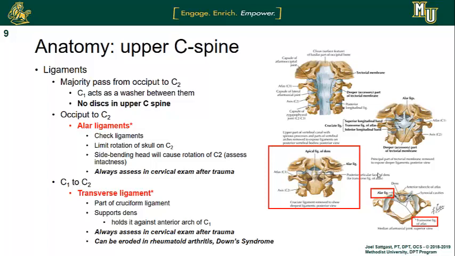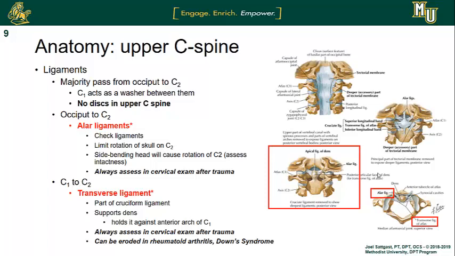The other one is the transverse ligament, and the transverse ligament is part of the cruciform ligament, which helps to support the dens and hold it against that anterior arch and the anterior facet and articulation of C1. This should always be assessed in a cervical exam if there's any history of trauma.